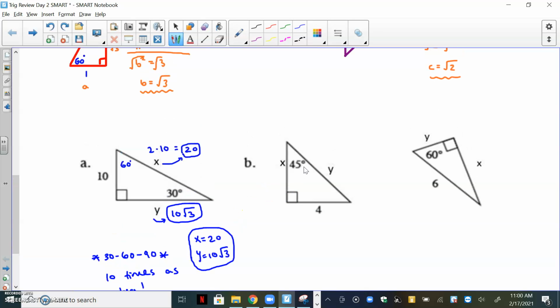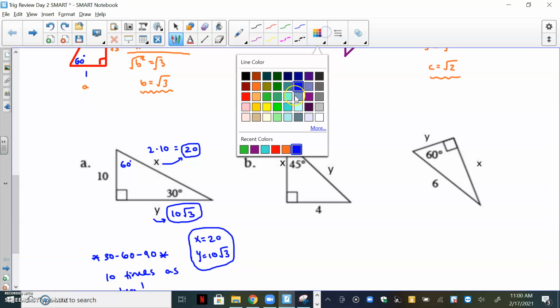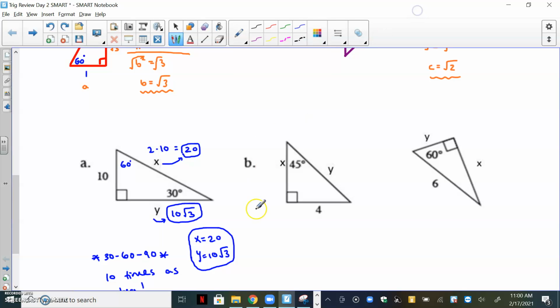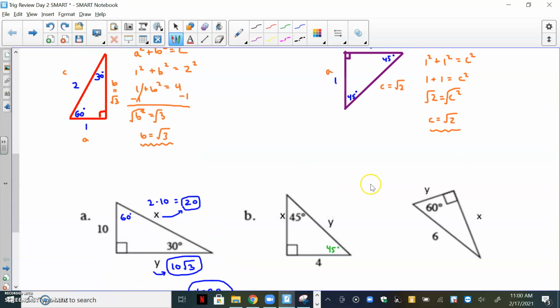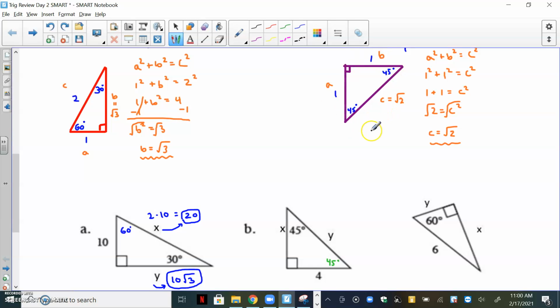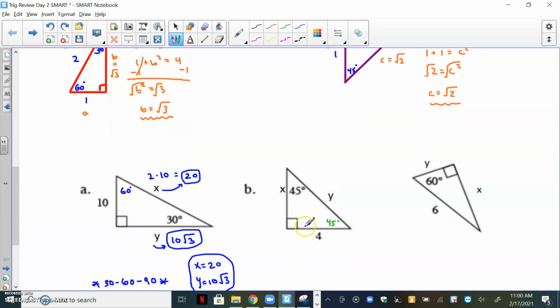My next one, hopefully you would recognize, is a different kind of triangle. There's a 45-degree angle and a 90-degree angle. That means this one has to be 45 degrees. And surprise, surprise, we have a 45, 45, 90. What's nice about the 45, 45, 90 is that the two legs are always going to be the same because these are always isosceles triangles. So right away, you already know that this leg is going to be equal to this leg. So it's going to be 4.